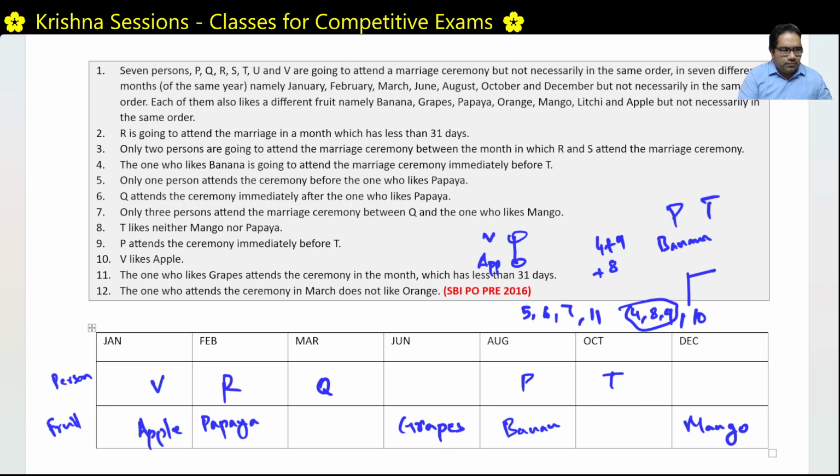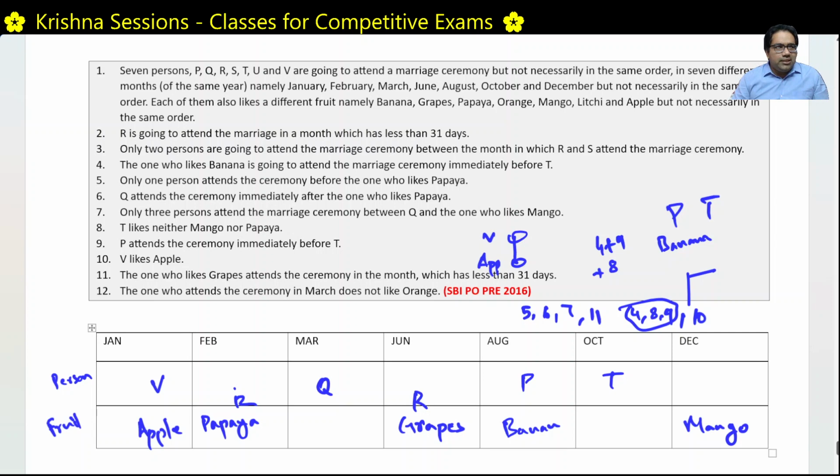Sorry, wait. R is going to attend the one which is less than 31 days, and only two persons are going to attend the marriage ceremony between R and S. Okay, so we have to read these two conditions together because R can be here, right? R can be here or R can be here, as per condition number 2.